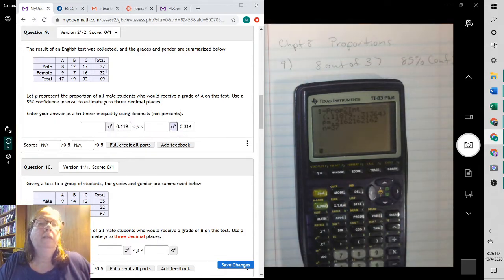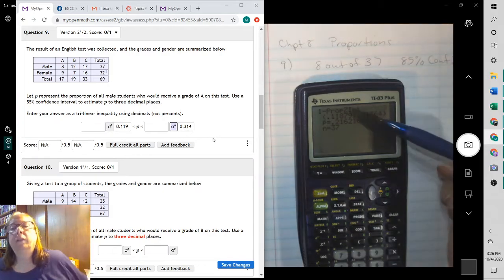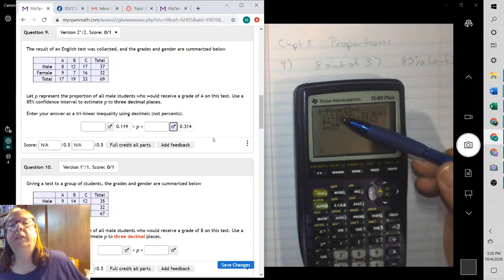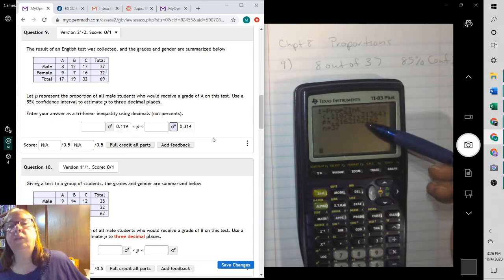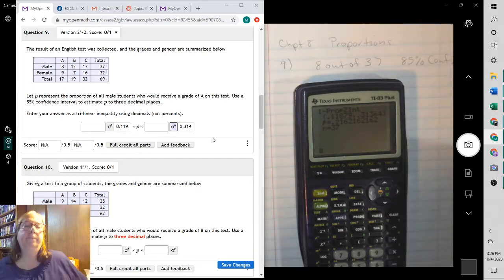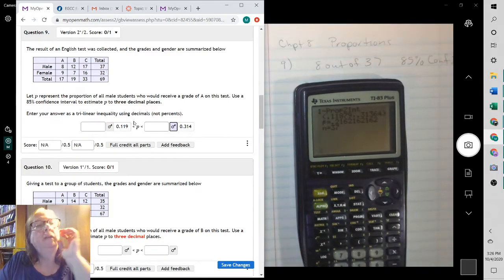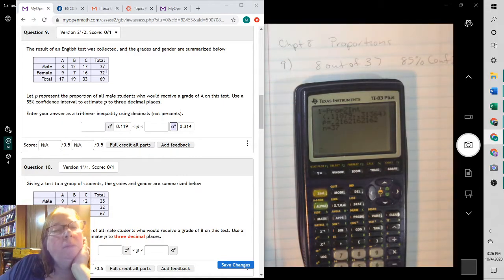And so that gets us these. 0.119 and 0.314. So you want to be careful when they're saying all male, then that's making it just use that. Or if they said all students who received a C, how many were female, then it would go this way, all C, so 16 out of 33. So it's just on the wording you need to be careful of.